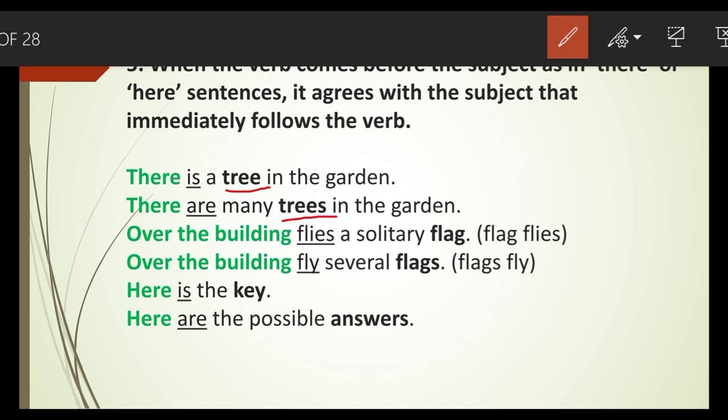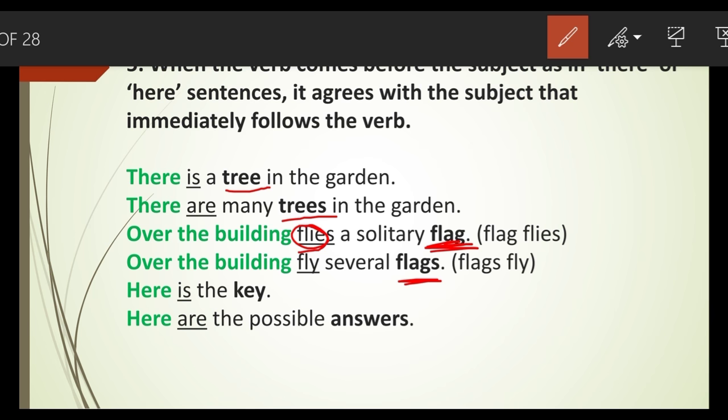Over the building flies a solitary flag. Okay, so bakit flies yung ginamit with S? Kasi nga, ilan ba yung flag? Solitary flag. A solitary flag, iisa lang. So, the flag flies, ganun. So, iisa lang, singular. Next, over the building fly several flags. So, bakit fly naman dito? Kasi nga, we have here several flags. So, mapapansin natin, ito ay baliktad na sentence. Yung subject ay nandun sa dulo or right after the verb.